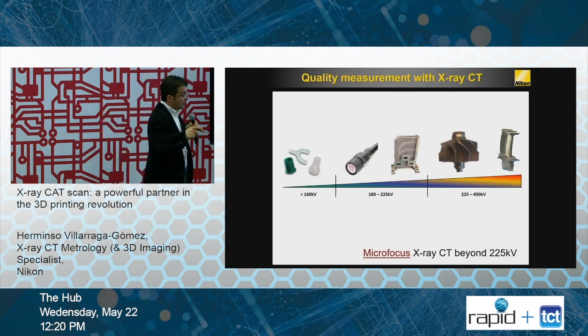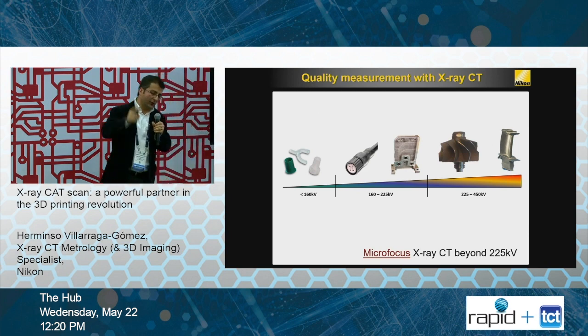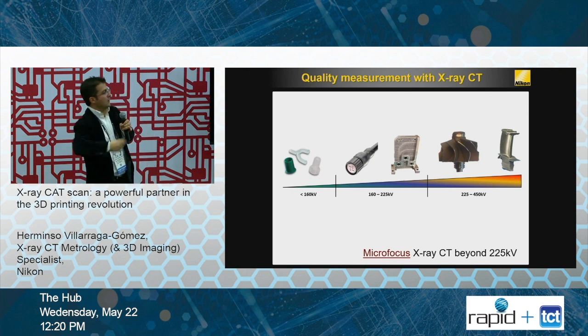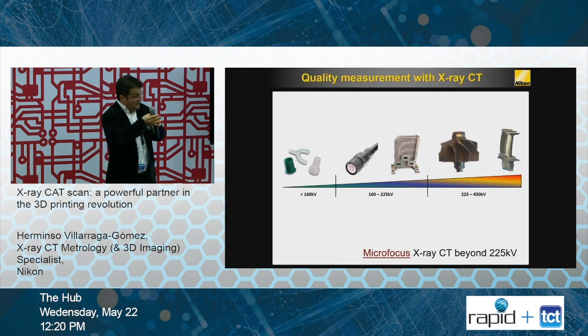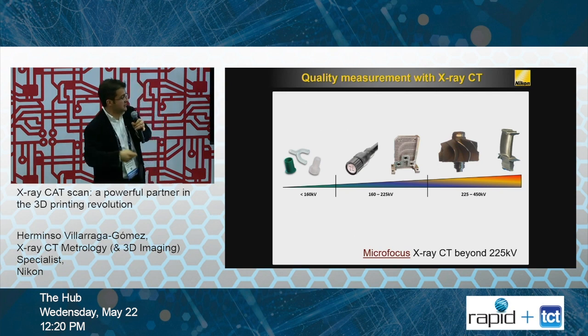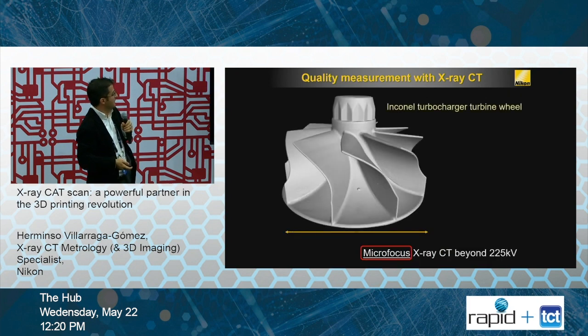And the advantage that we have, at least Nikon, we are proud of it, is that we are the company that offers the largest range and the only manufacturer in the market that offer microfocus CT systems in the 450 range. The microfocus is very important. That's the size of the focal spot where the X-rays are being generated. And if that focal spot grows, then there are limitations in the resolution. So it's very important to keep that in the microfocus range if you can, and scan stuff like this, which is 50 millimeters diameter, and it's an Inconel part.